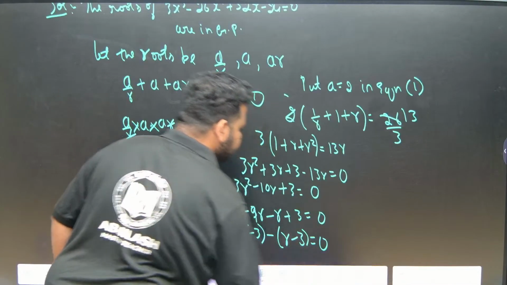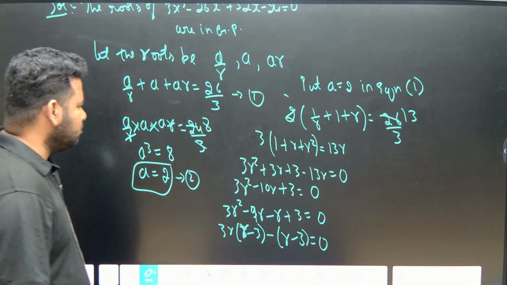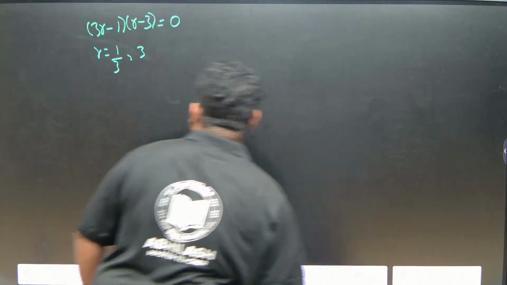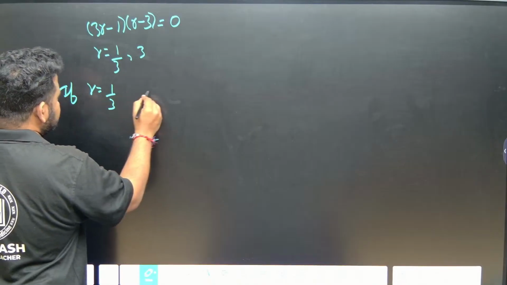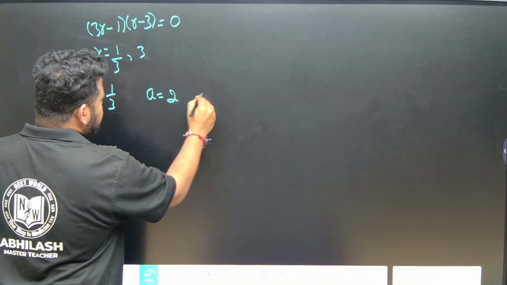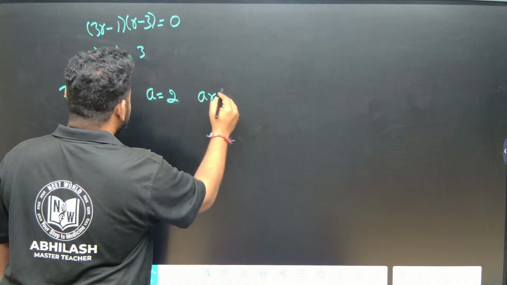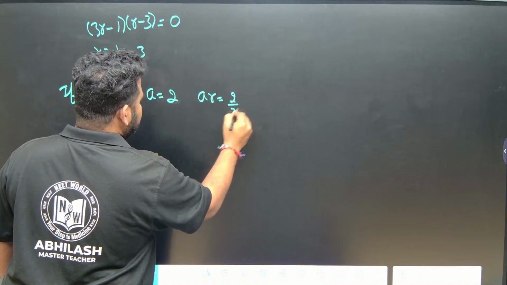So we will get r is equal to 1 by 3 and r is equal to 3. If I take r is equal to 1 by 3, what will I get? a is already 2, so ar will be 2 by 3. Okay, a by r will be what?